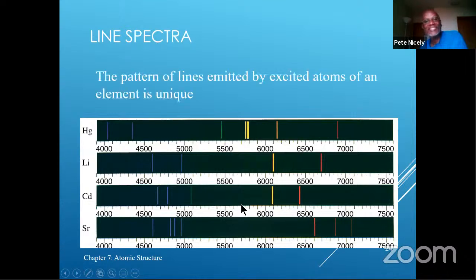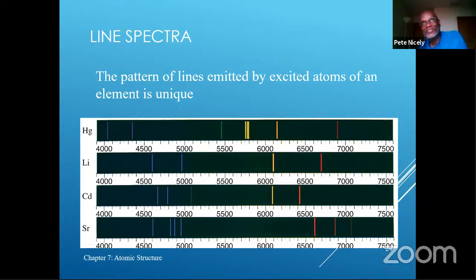So just to give you some examples of different elements, you have mercury, the line spectrum is shown here, lithium, cadmium, and strontium. These are all the different line spectra for these elements. So we can use the line spectrum to identify elements. And in fact, this is what is used to identify the elements that are present in the sun.